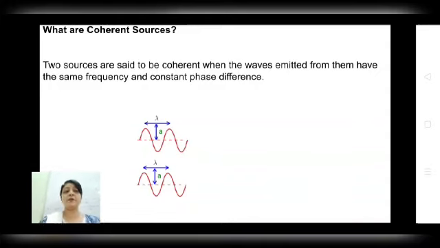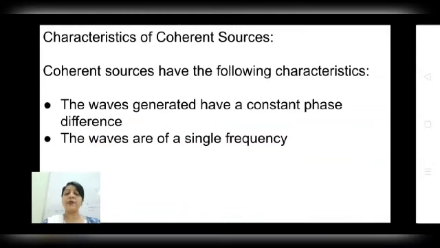In the division of wavefront method, what we do is we divide the wavefronts obtained from a single source into two wavefronts by passing the light coming from the single source through two slits placed in front of it, like the Young's double slit experiment. The other method to produce coherent sources is by the division of amplitude.